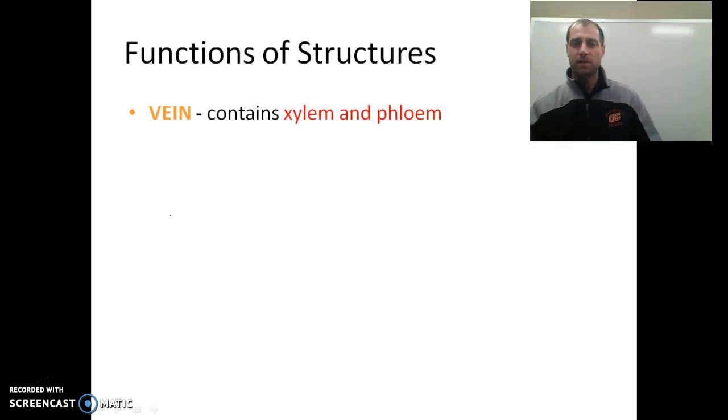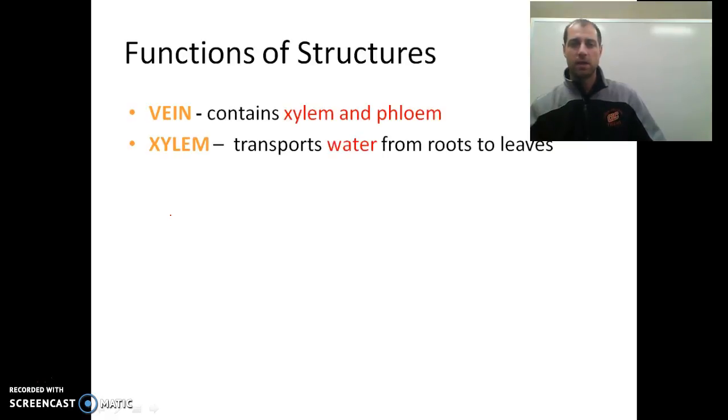We talked about the veins when I showed you the picture of a leaf cross section. Those veins are going to contain two types of cells. One is the xylem, which is going to transport water from the roots through the leaves. Remember that when we bring water up through the roots, through the stem, and into the leaves, if you remember back to our water unit or our biochemistry unit, capillary action allows this to happen.